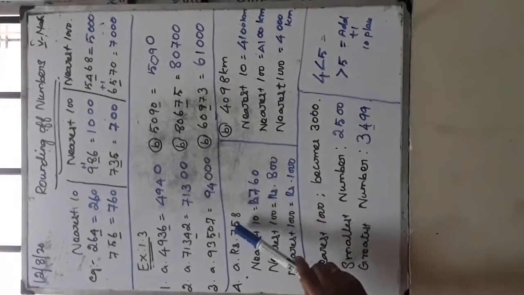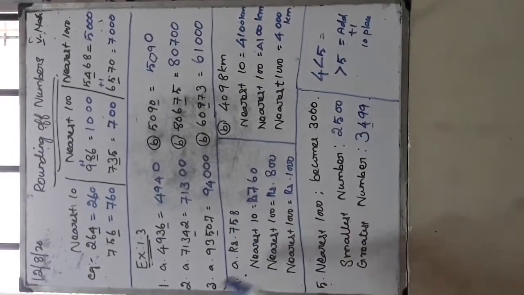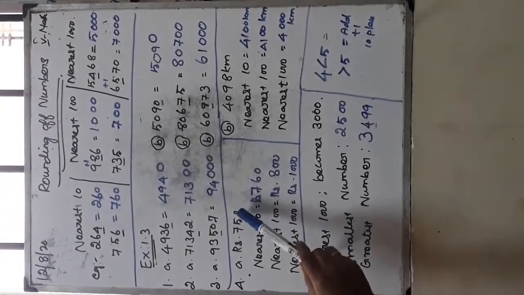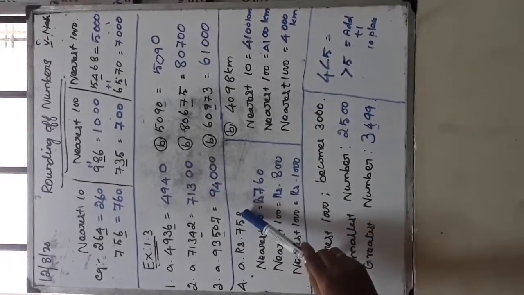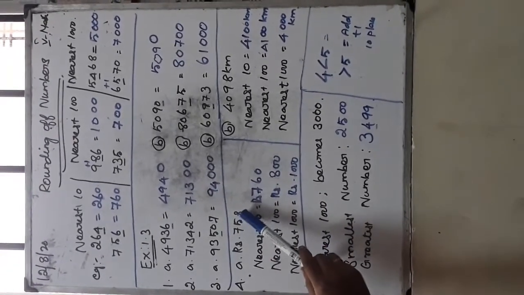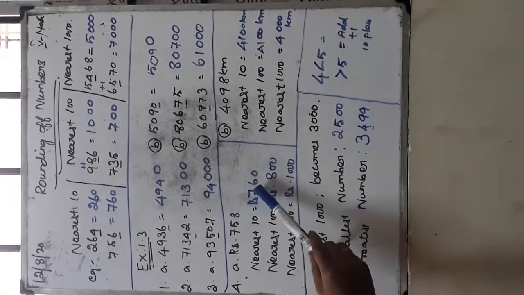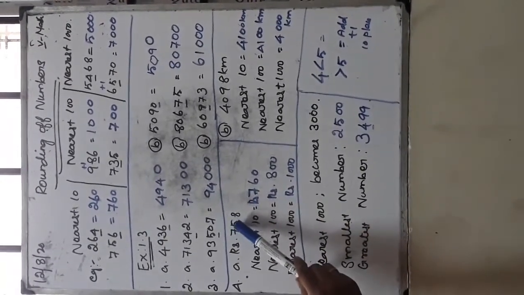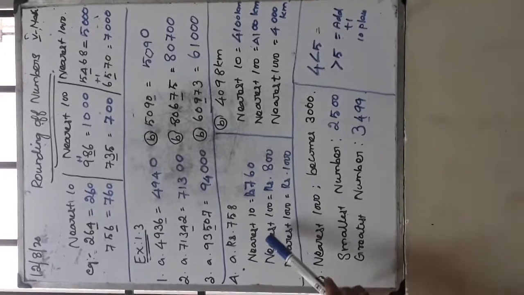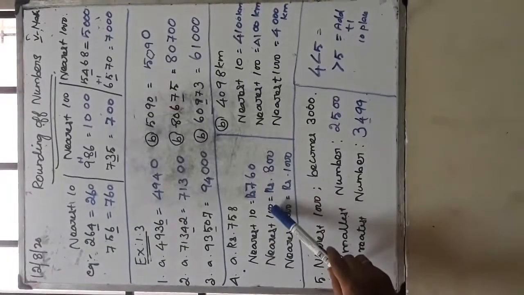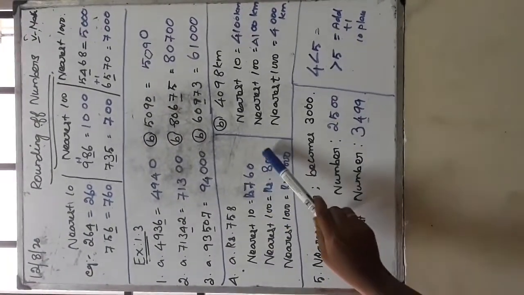How do you write this? You have to take 758. So nearest 10 means what do you do? You have to look at the first digit. The first digit is 8. So here 5 is greater. So what do you do? You have to add 1 in the tens place. So 760. So how do you write the hundreds place? For the nearest 100, add 2 zeros. So you have to write it as 20.